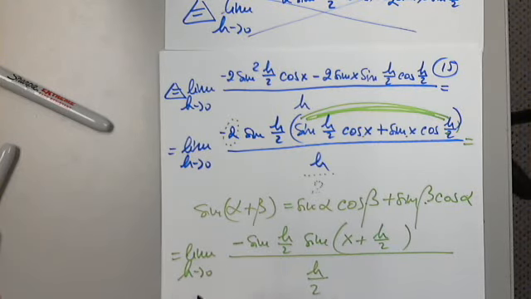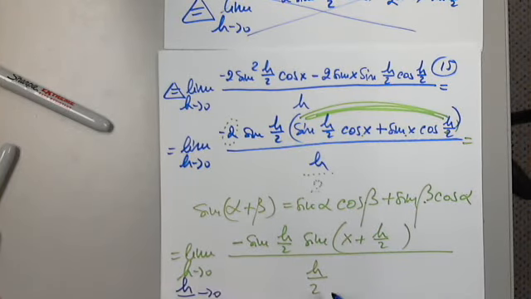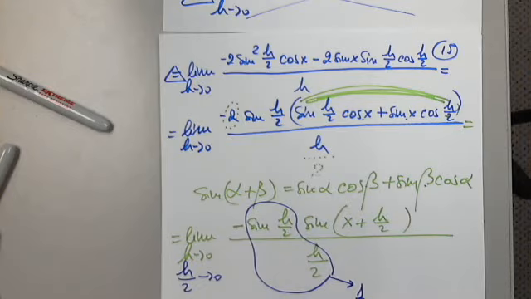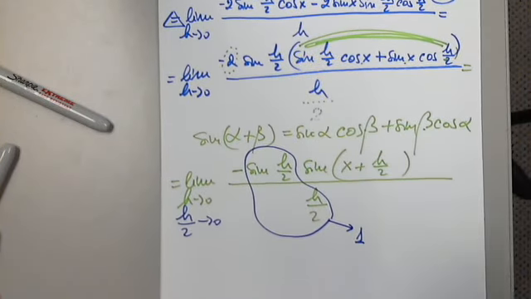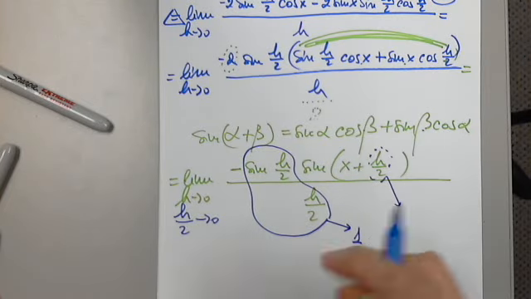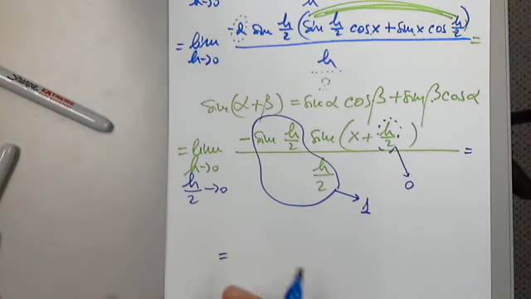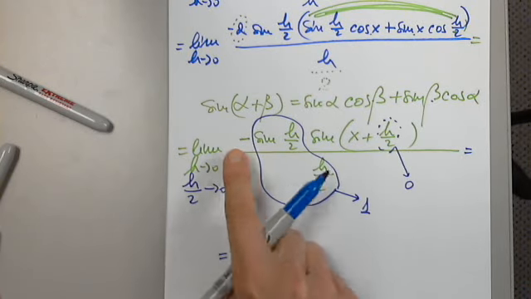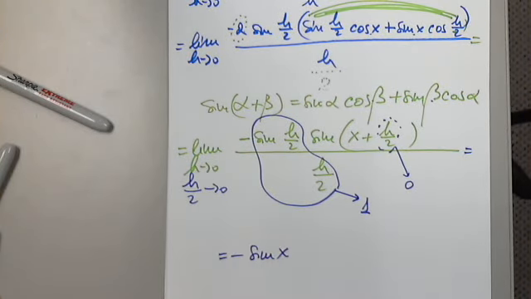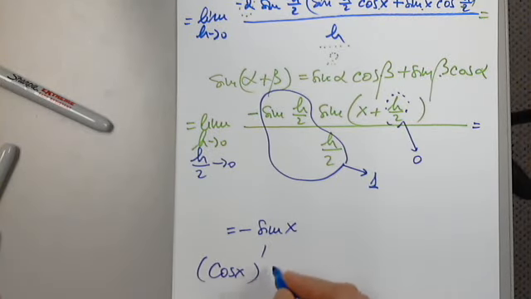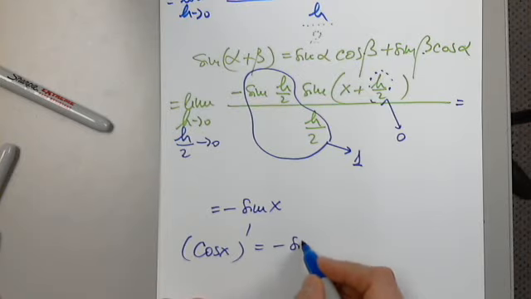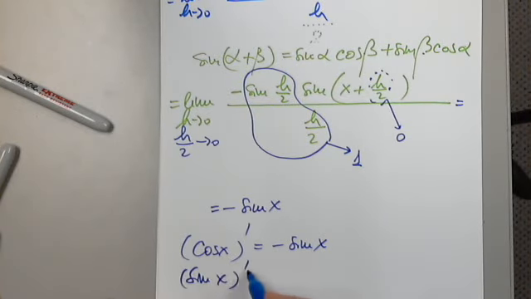Okay. When h approaches 0 or h over 2 approaches 0, where does this go? 2, 1. Perfect. So then where does this go when h or h over 2 approaches 0? 0. Good. So finally, I'm done. The limit operator is gone. What is the answer? Sine x. Negative sine x. So our conclusion is that cosine x prime equals negative sine x, and then sine x prime is cosine x.